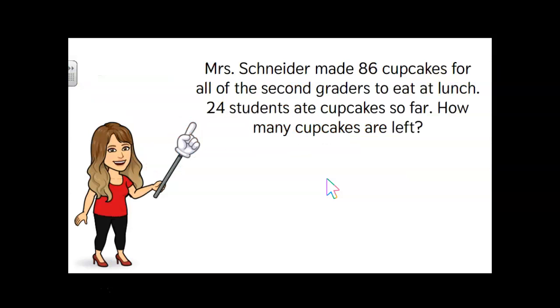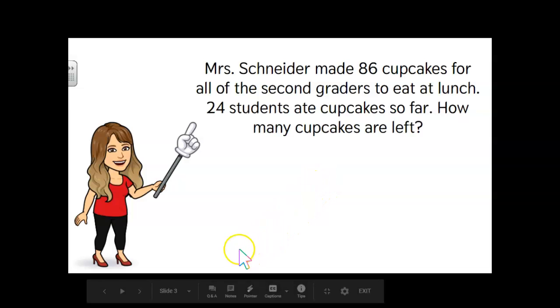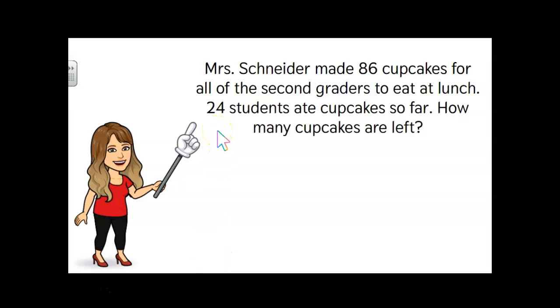All right, Miss Snyder made 86 cupcakes for all of the second graders to eat at lunch. 24 students ate cupcakes so far. How many cupcakes are left? All right, boys and girls, what question do we need to answer? We need to know how many cupcakes are left.